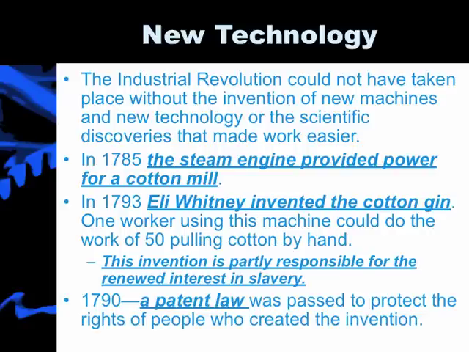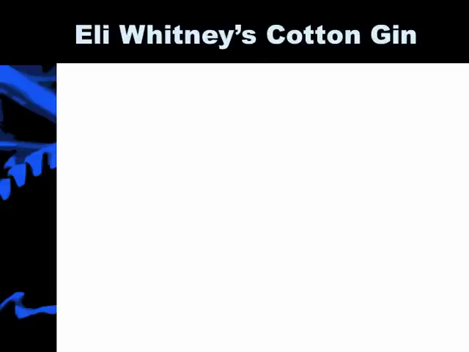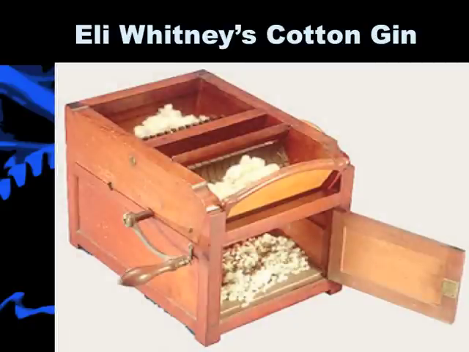In 1790, a patent law was passed to protect the rights of people who created the invention. This is so that the people who make the inventions get credit for their invention, but also they are making sure that they are paid whenever their invention is sold or recreated. That's a picture of Eli Whitney's cotton gin. You would put the cotton in the top. You would crank the lever, and it would allow for the seeds to be easier to get out of the cotton fibers.